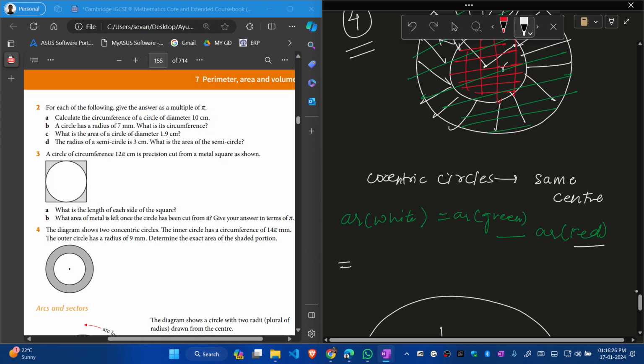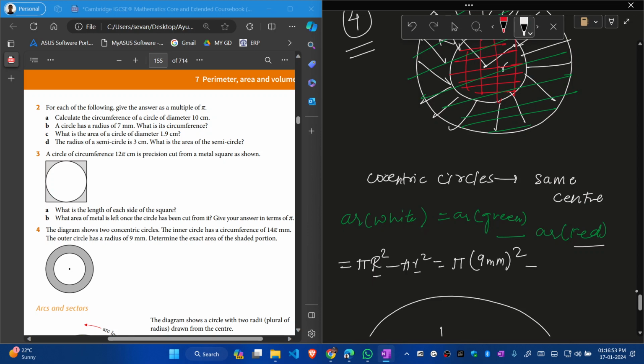So the area of the green part will be pi times the bigger radius squared. The area of the small part will be pi times the smaller radius squared, and we take the difference of smaller and bigger. For the red part you have to take the smaller radius, and for the whole, you have to take the bigger radius. So it will be pi times the bigger radius, 9 mm, whole square, minus pi times the smaller radius, 7 mm, whole square.